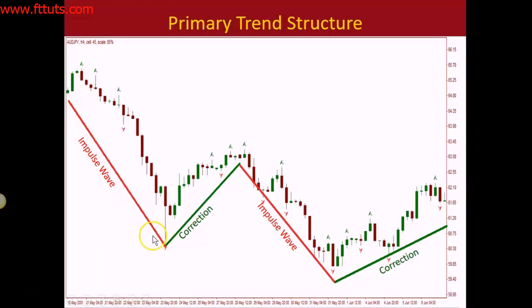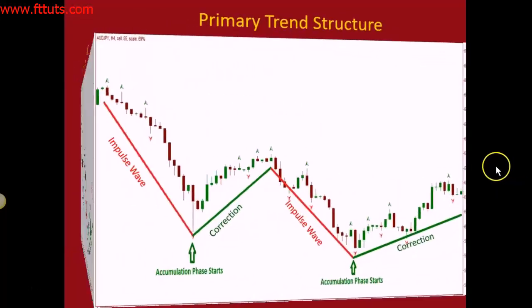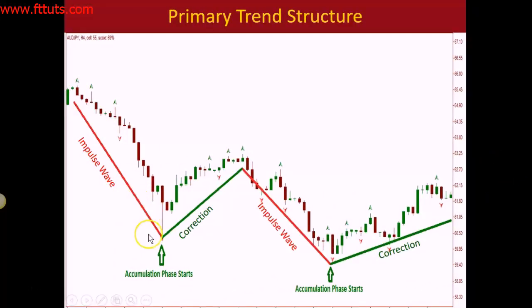Here you have your impulse wave, correction, impulse wave, correction, right? Impulse wave, accumulation phase, correction. Impulse wave, accumulation phase, correction. So in the accumulation phase, buyers are coming into the market.